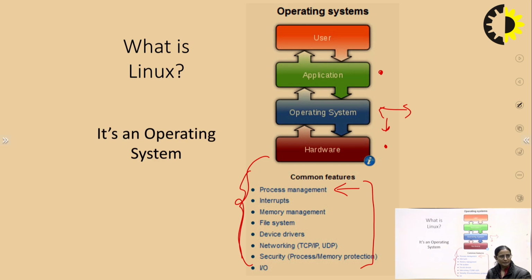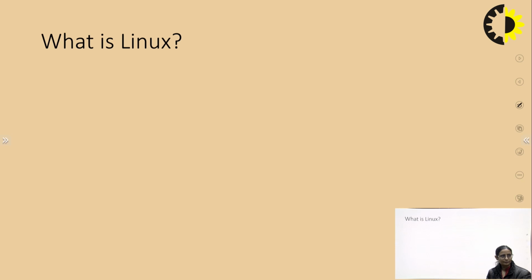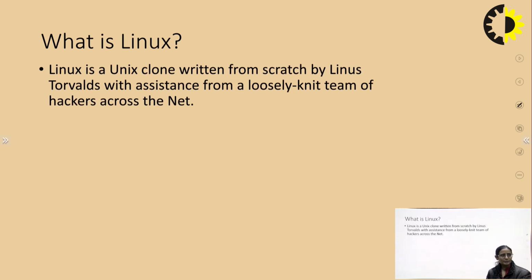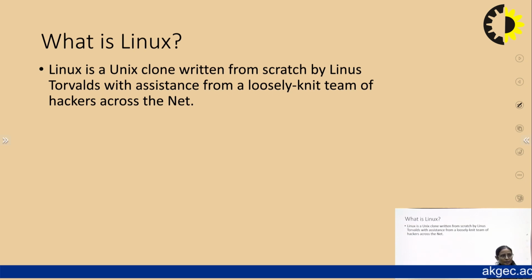So Linux is an OS. We have discussed this concept. So what is Linux? It is a Unix clone and it has been written from scratch. Although we say it is a Unix clone, it was written from scratch by the scientist Linus Torvalds with the assistance of a loosely knit team of hackers across the net. Basically, Linux was developed as a small project, and Linus along with other team members who were active on the internet came together, formed a community, and developed Linux.